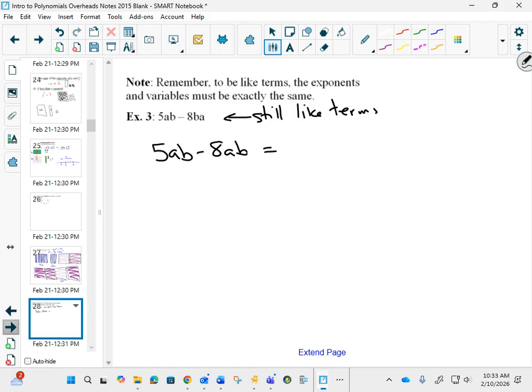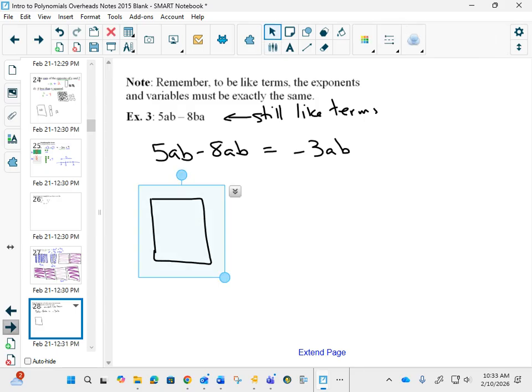Negative 3AB. Okay. Now, we never learnt the algetile for AB. You can make one up, right? We could make up that this rectangle, which is kind of not as narrow as the X rectangle, but not square either, maybe that is an AB rectangle.